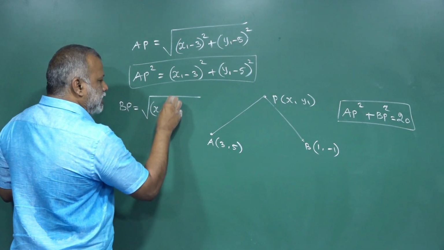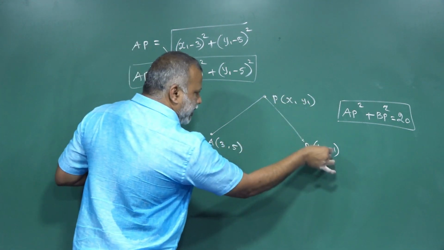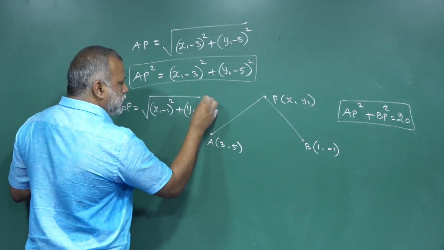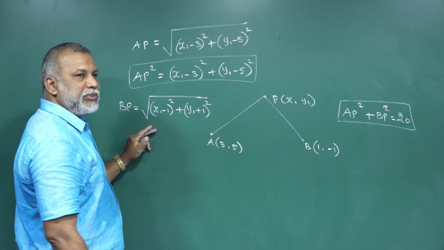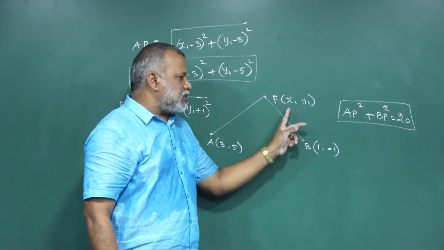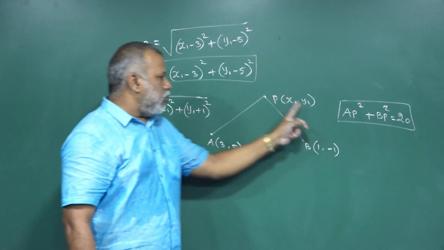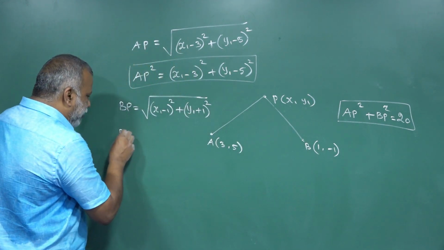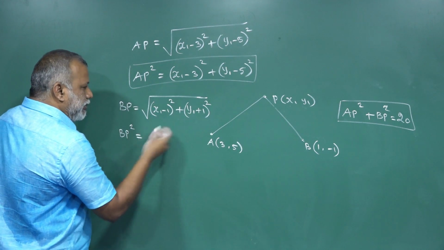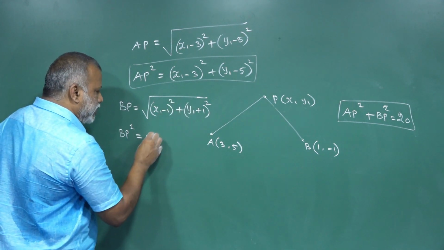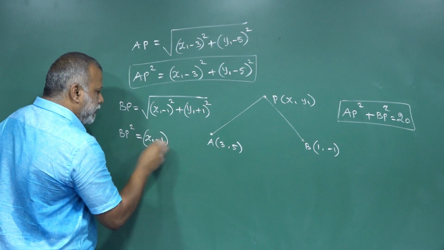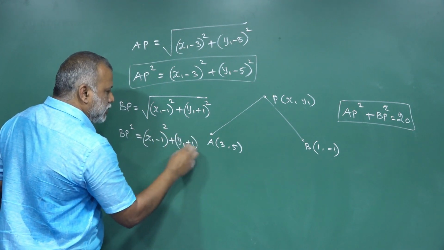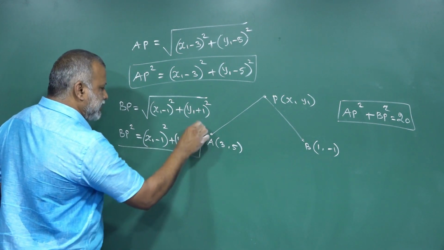x1 minus 1 the whole square, y1 minus of minus, so again plus 1 the whole squared. This is nothing but BP. So the distance between 2 points: x1 minus 1 the whole squared, y1 already has a negative, so negative of negative is positive. Now we need BP square, so the root will be removed. We get x1 minus 1 the whole squared plus y1 plus 1 the whole squared. So this is the second result.